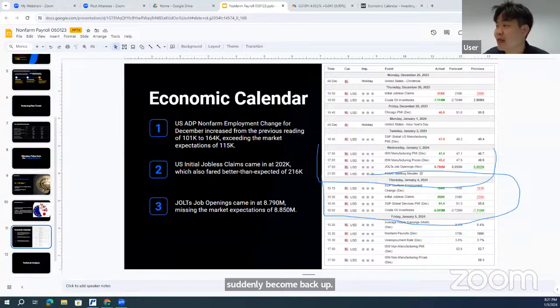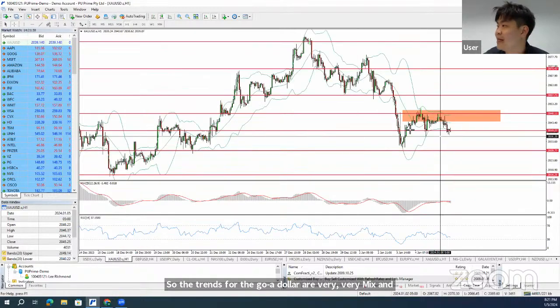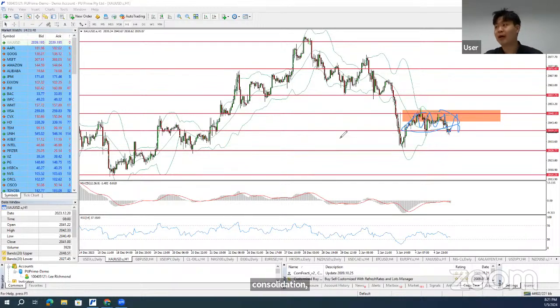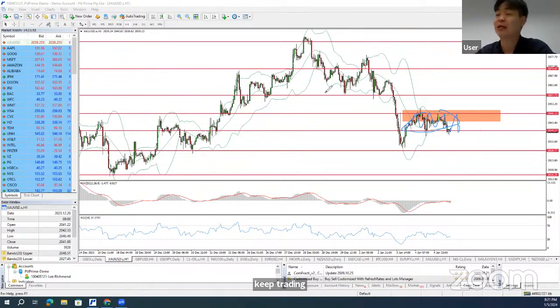If you want to link the data towards gold, you can see that gold can be considered to remain flat in this region because economic data are very mixed. So when you look at this kind of consolidated range, it's better to have some patience and wait until it successfully breaks below or above the resistance level to have clearer direction. If you don't love risk and don't want to keep trading, it's better to have some patience and keep focusing on this region and on the US economic data.